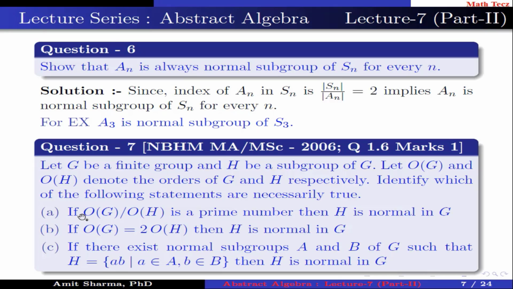Option A. If the order of G divided by the order of H is a prime number, then H is normal in G. Option B. If the order of G is equal to 2 times the order of H, then H is normal in G. Option C. If there exist normal subgroups A and B of G such that H contains the elements ab, where a belongs to A and b belongs to B, then H is normal in G.